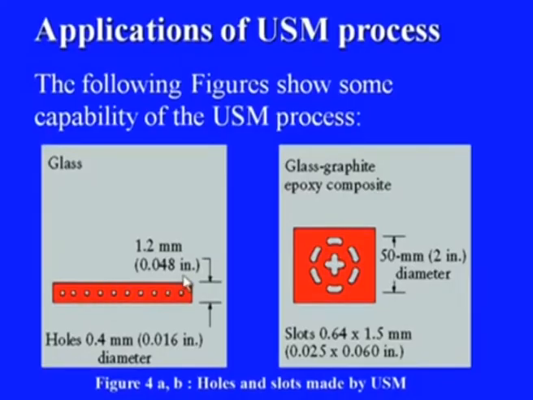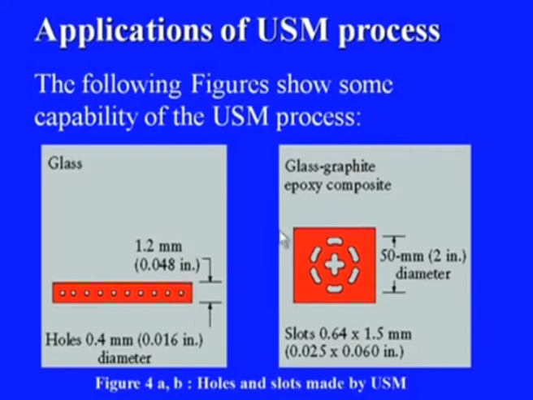The following figures show some of the capability of this process. Here is a strip having 1.2 millimeter thickness only, and within this thickness, holes of 0.4 millimeter diameter are being drilled using this USM process. This talks about the capability of this process, that such small holes can be drilled effectively on such a small strip of material.